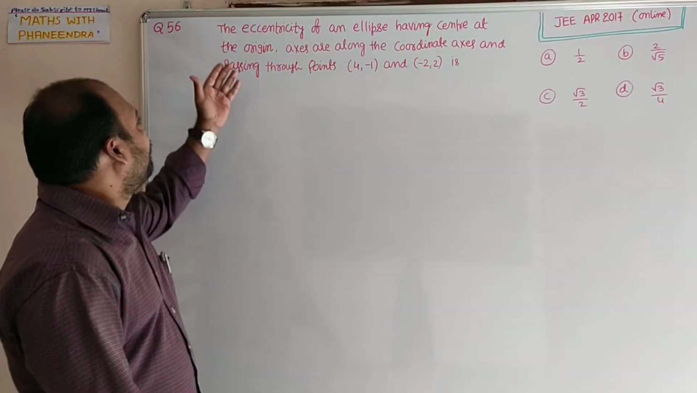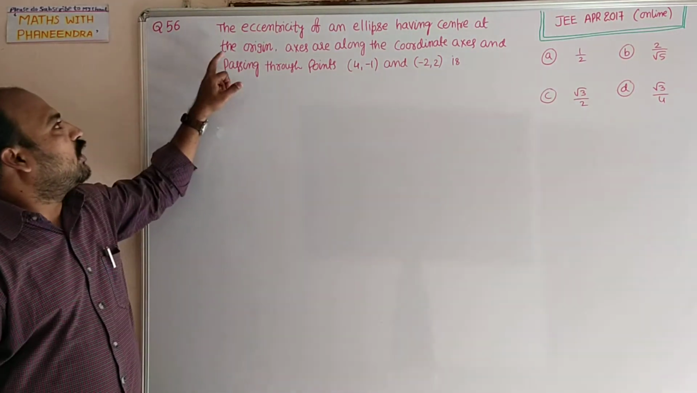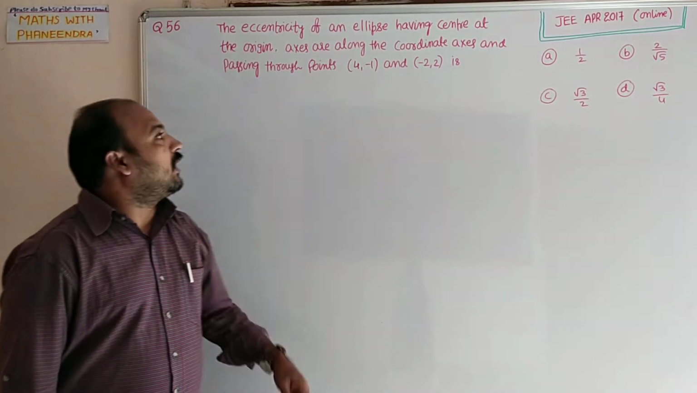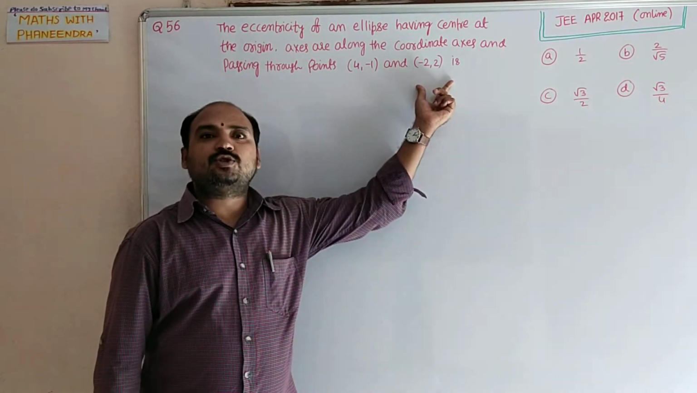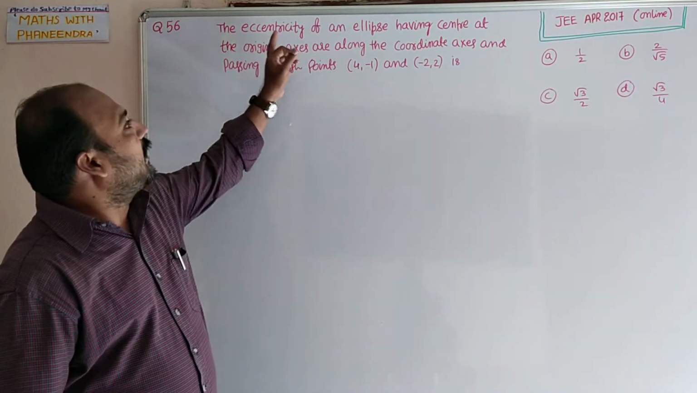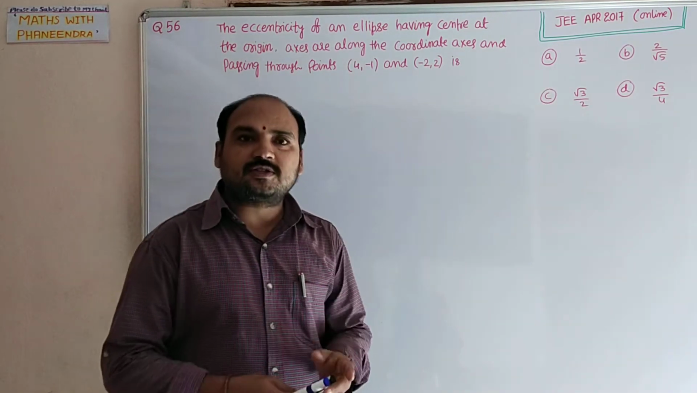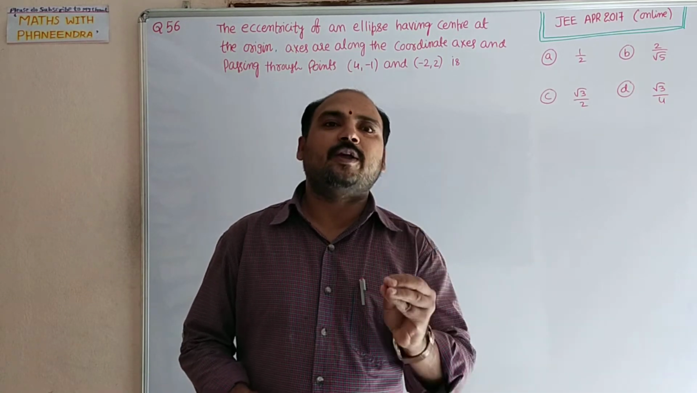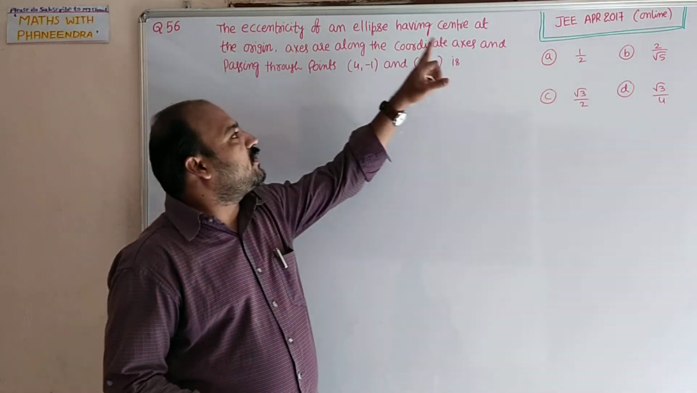The first question. The eccentricity of an ellipse having center at the origin, axes along the coordinate axes and passing through the points (4, -1) and (-2, 2). Here you have to remember one important thing. For a conic section with center at the origin and axes along the coordinate axes, we use the standard equation.